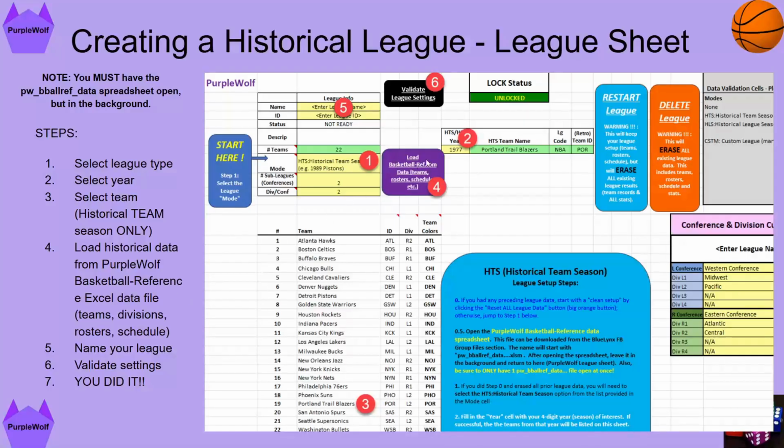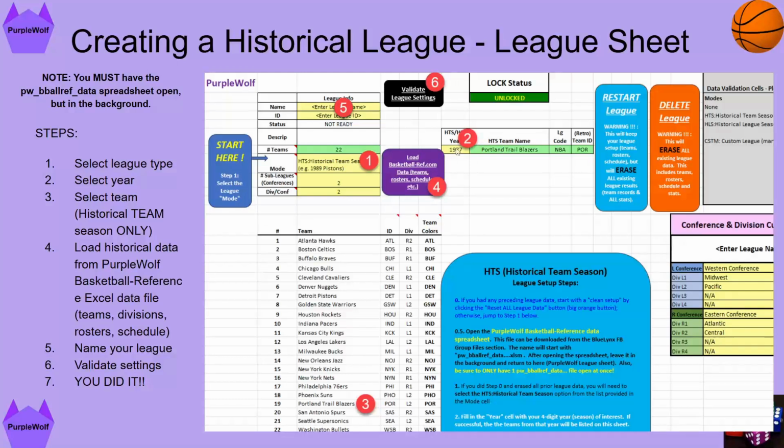The fourth one is you click this big purple button, which loads all the data from that basketball reference data file: the teams, the rosters, the schedule. And then you enter in, you name your league, you give it an ID, and then you click this black button, which is validate, which makes sure everything's okay.